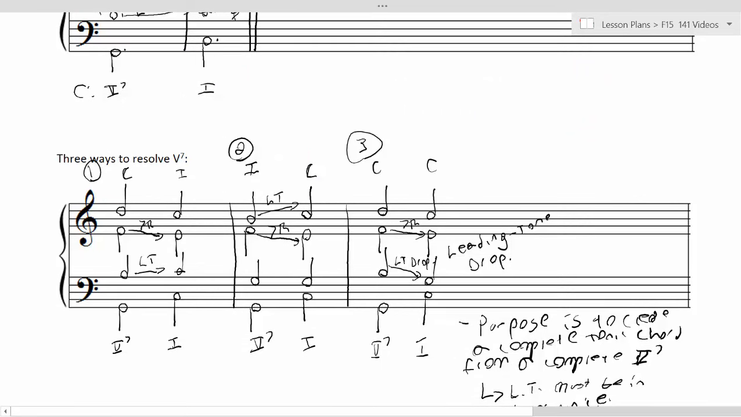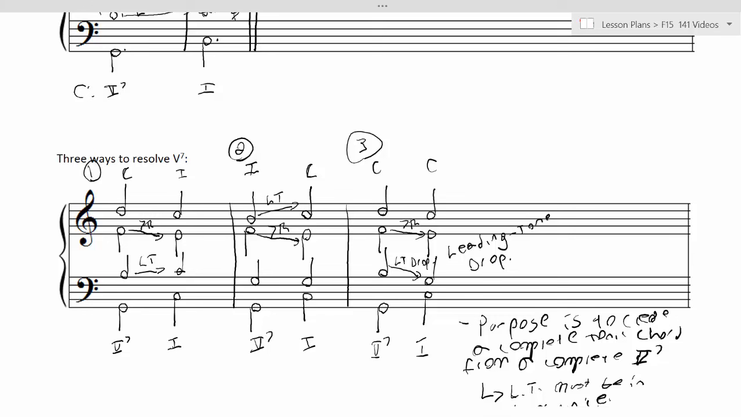So here's way number 1, a complete dominant 7 to an incomplete tonic. Here's way number 2, an incomplete dominant 7 to a complete tonic. Here's way number 3, a complete dominant 7 to a complete tonic using the leading tone drop.